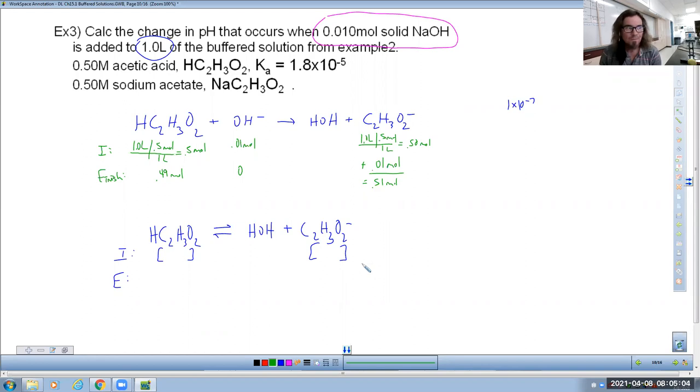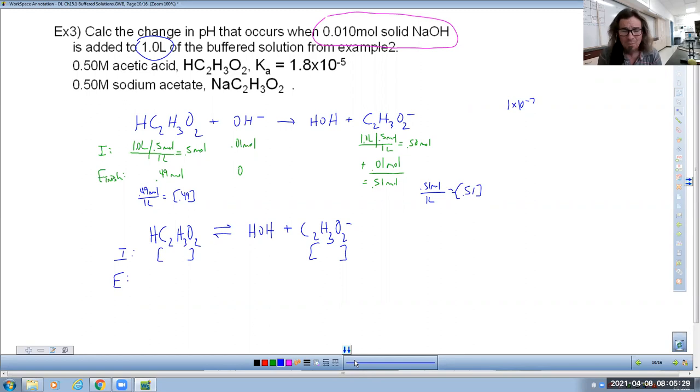So to find out what the concentration is, you take your number of moles and you divide by the number of liters, which happens to still just be 1 liter because we didn't add any extra volume to this, and our concentration is 0.49. Over here, when you take the 0.51 moles and you divide by the fact that it's in a 1 liter solution, that tells you that we have 0.51 molar.